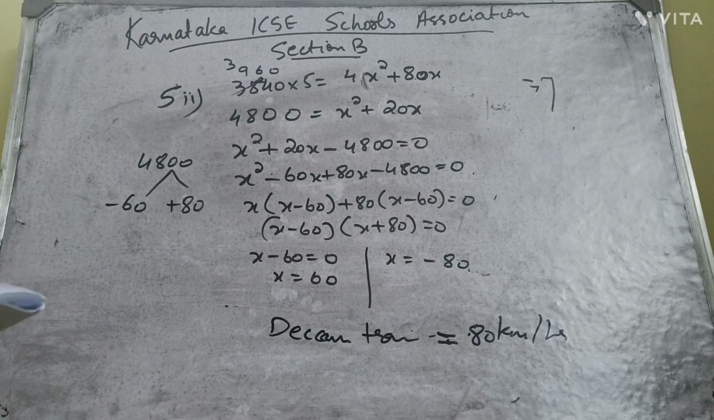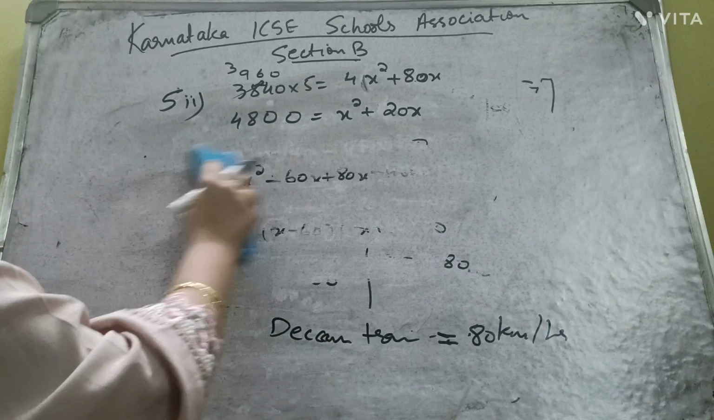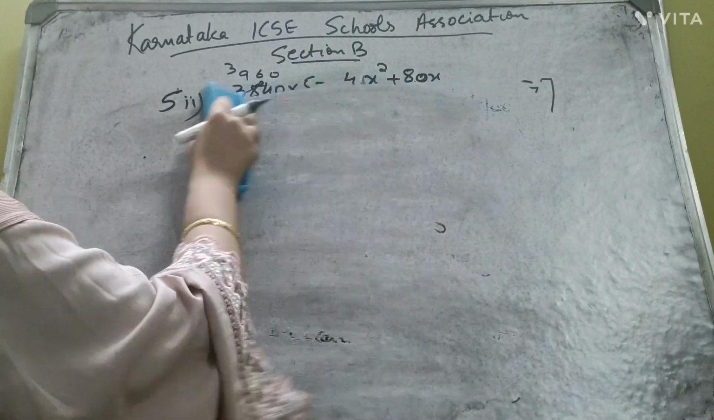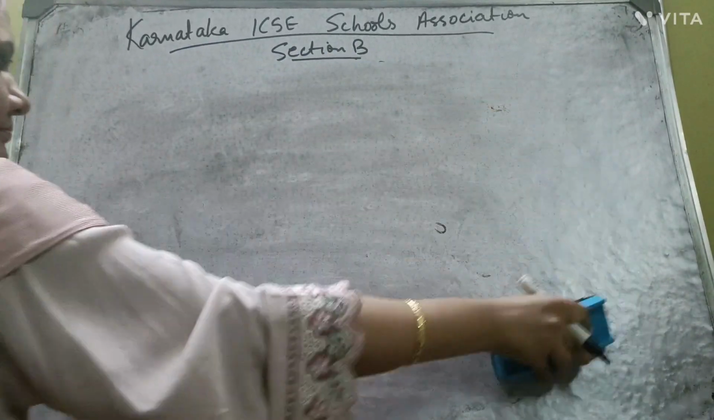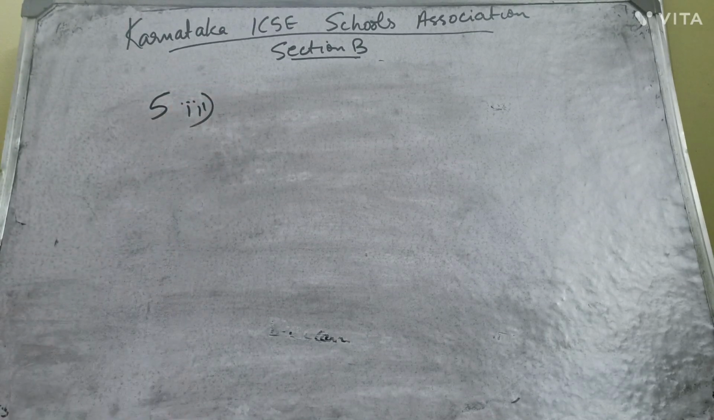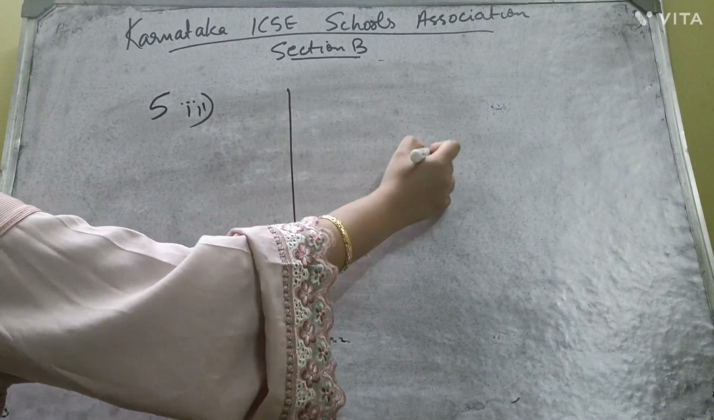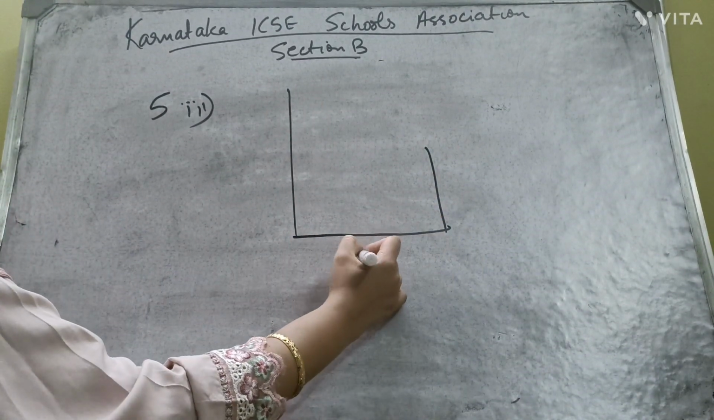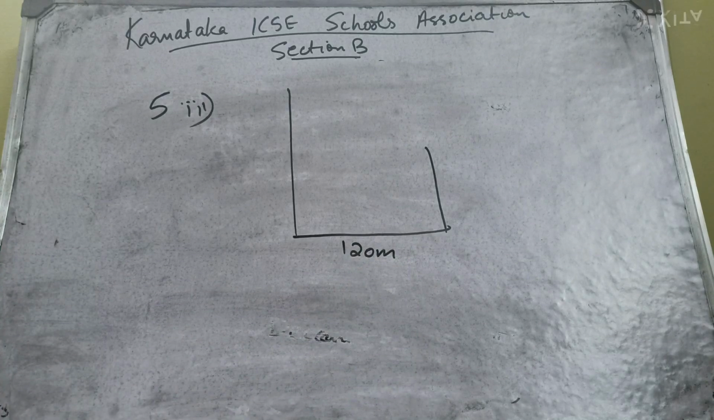Third question under question 5 is from heights and distances. The horizontal distance between two towers is 120 meters. So there are two towers. Horizontal distance between them is 120 meters.